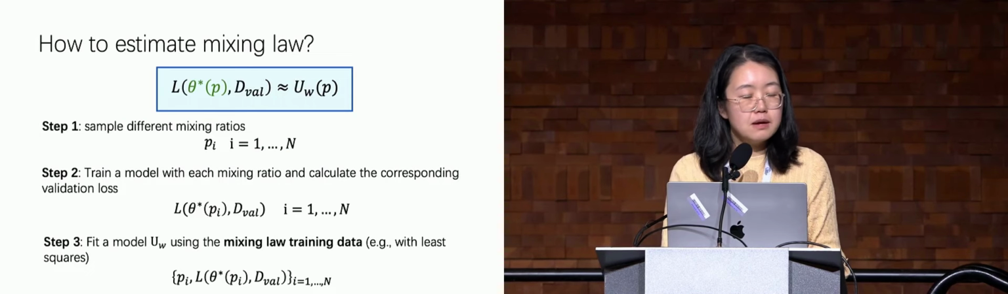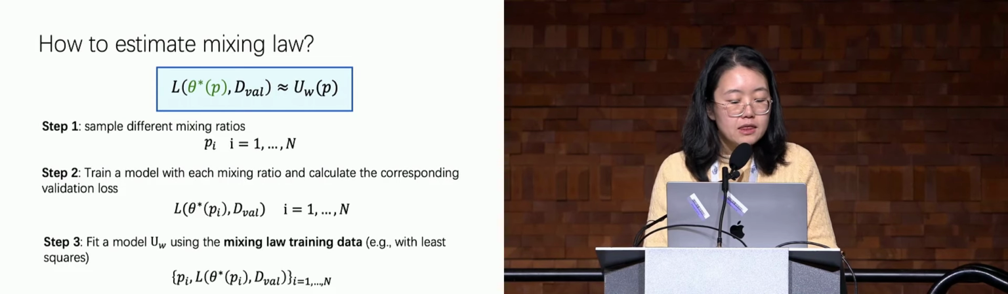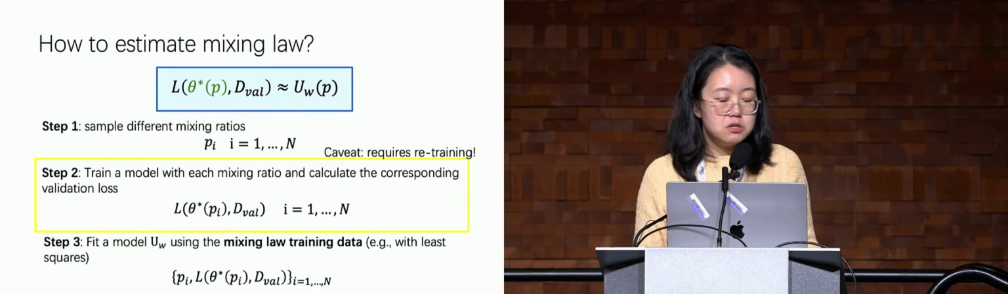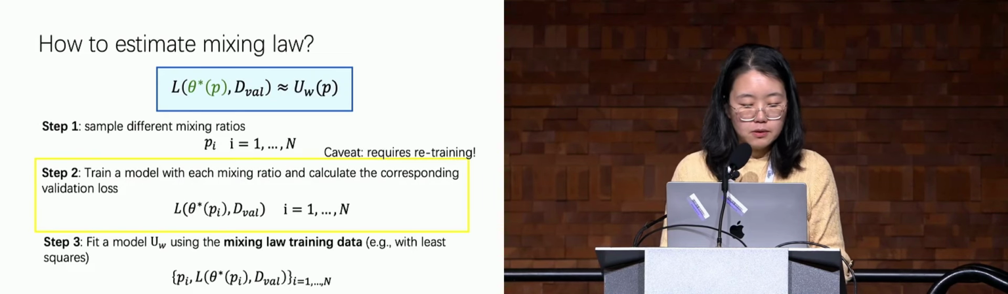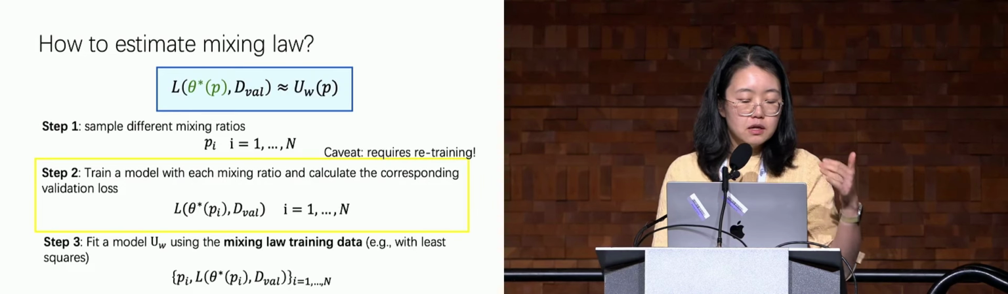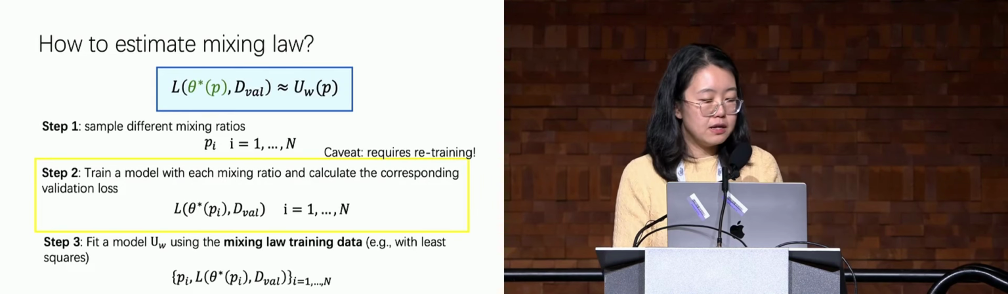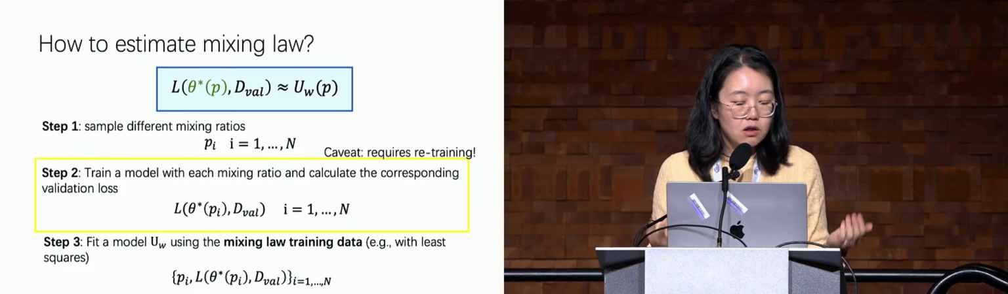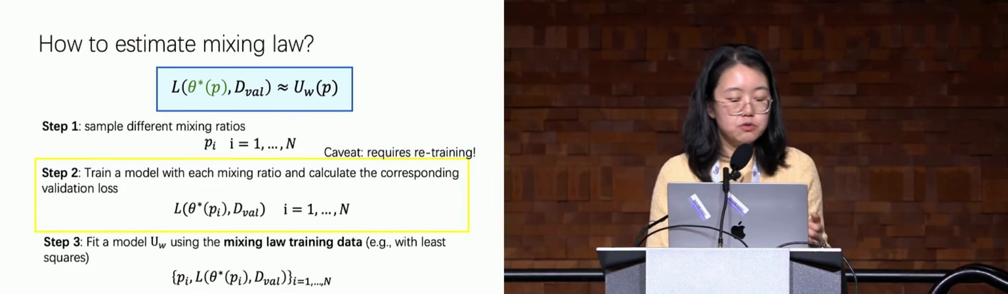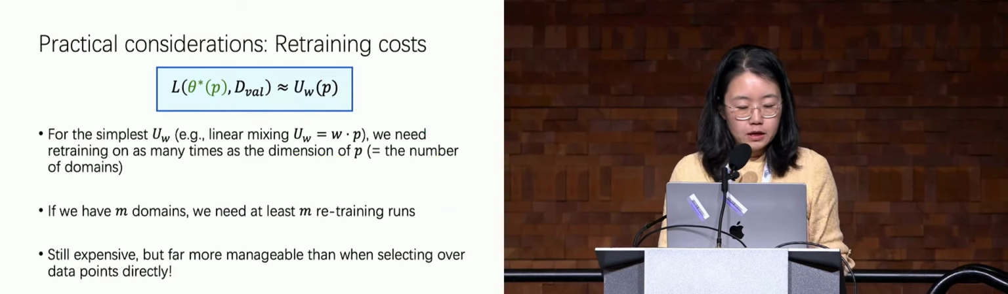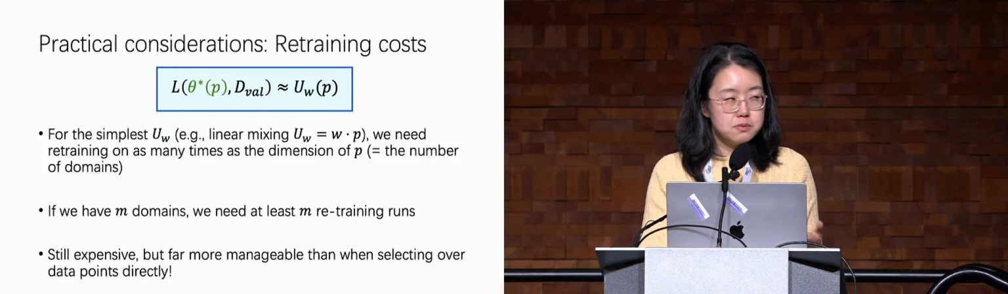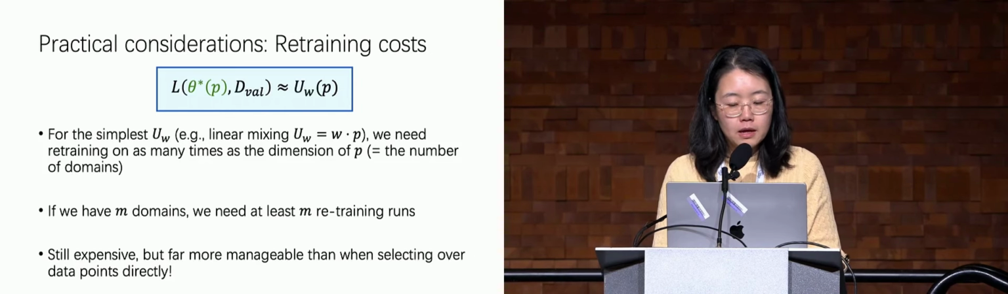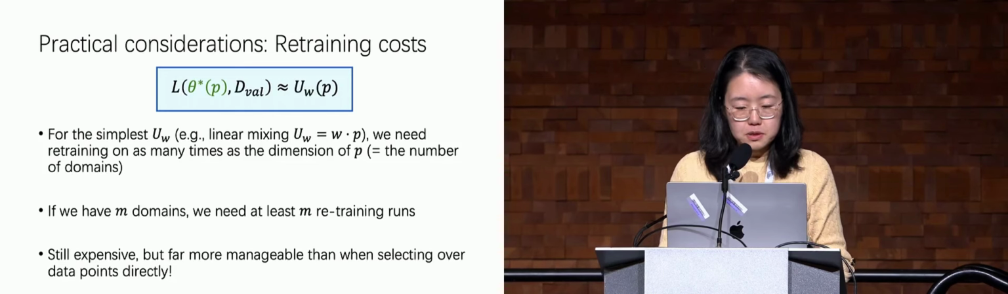Specifically, we can first sample some different mixing ratios, p_i, and then train a model for each mixing ratio and calculate the corresponding validation loss. And the third step, we call this P paired up with a validation loss the mixing law training data, because we're going to use this data set to fit our mixing law. So we gather this training data set, and then we fit the model u_w, where w, remember, is our parameter, using some very simple technique like least squares.